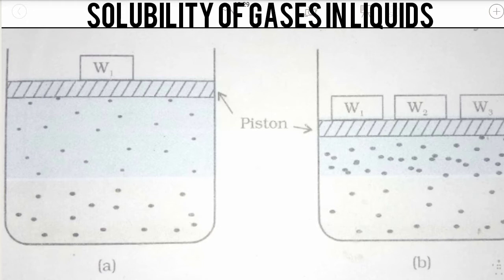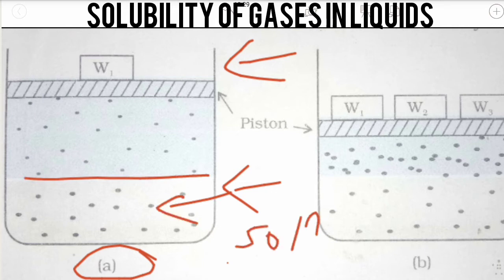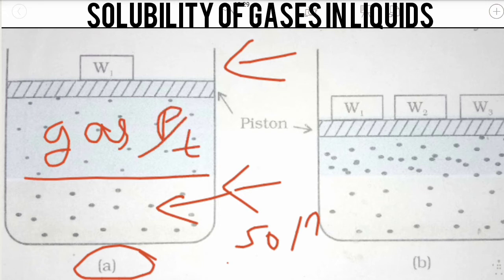Consider this system as shown in figure A. We are going to take a chamber. Here the lower part is solution, and the upper part is a gaseous system at pressure P and temperature T.